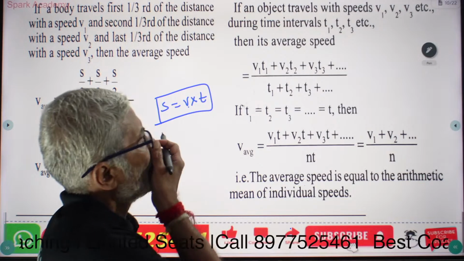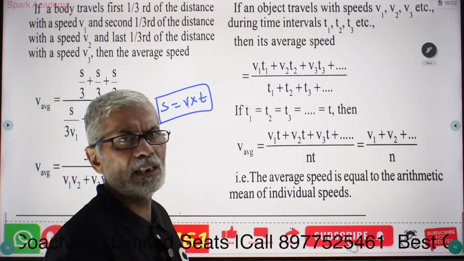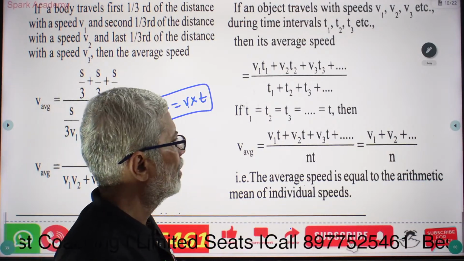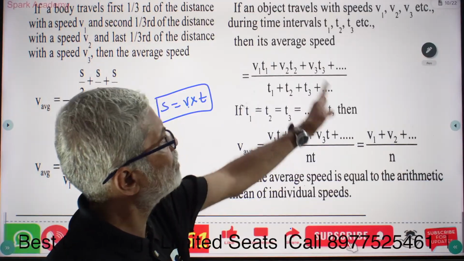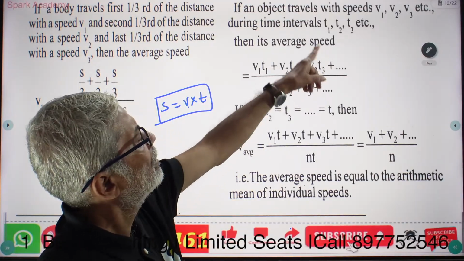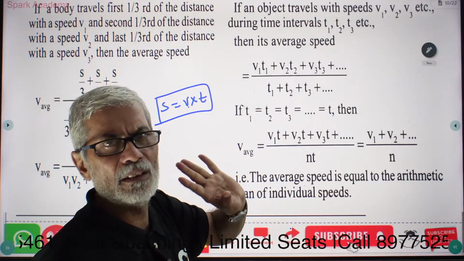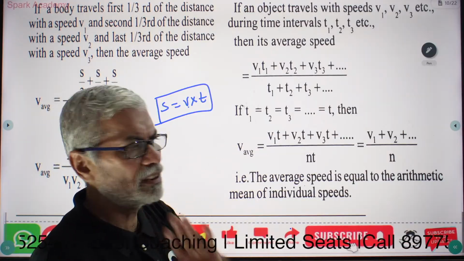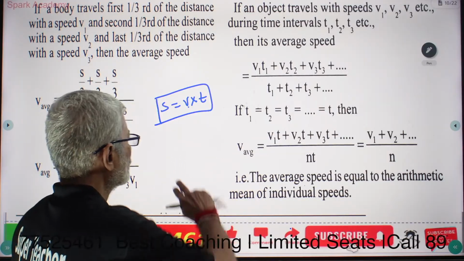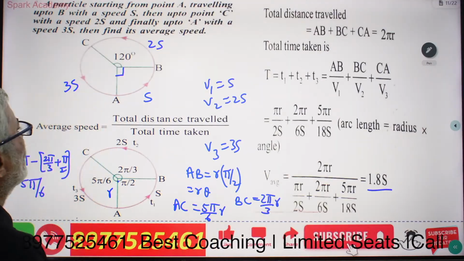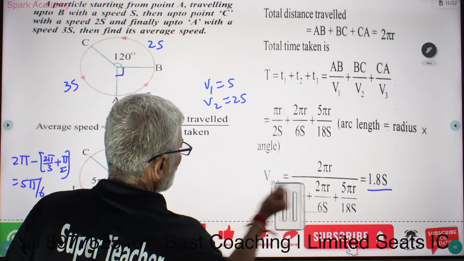Suppose the time taken for all the speeds is the same, T, then the average speed is nothing but the average of all those speeds, V1, V2, V3, the normal average, how you find it. Okay. This is another problem.